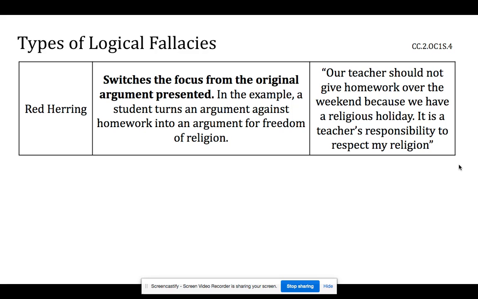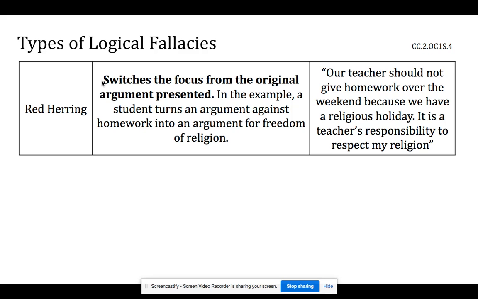Next, we have red herring, which is pretty popular. So it switches the focus from the original argument presented. This is a pretty common one that I found amongst high school students, especially last semester in one of my classes. This is a pretty big one that we encountered a lot. So this example says, our teacher should not give homework over the weekend because we have a religious holiday. It's a teacher's responsibility to respect our religion. So the issue is against homework, but now you're kind of manipulating it into being about religion because you probably think you're going to win that argument and probably not the homework one. So make sure you stay focused on the actual argument that's being presented.